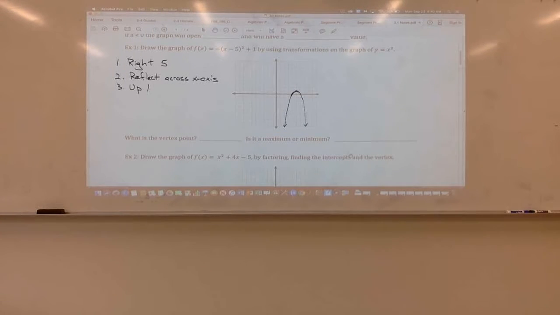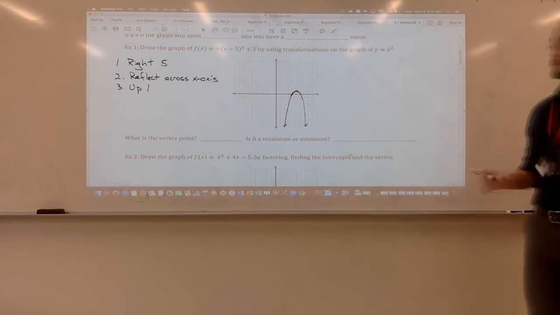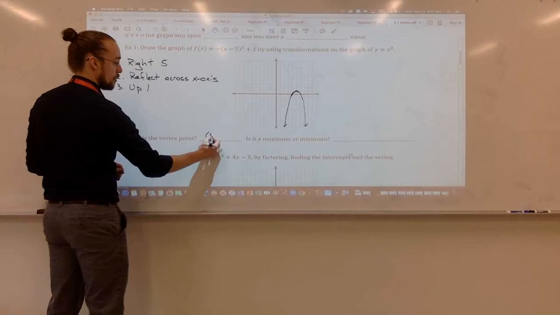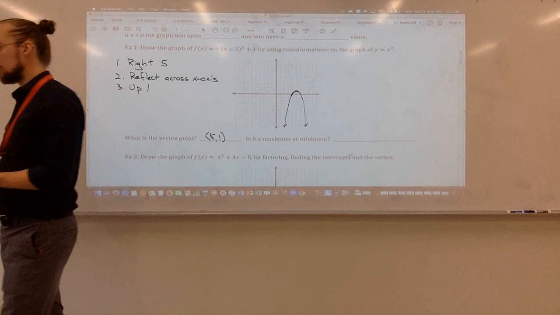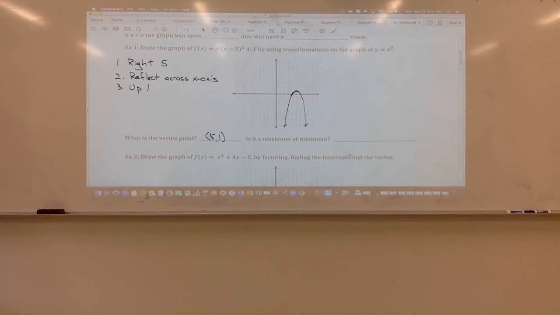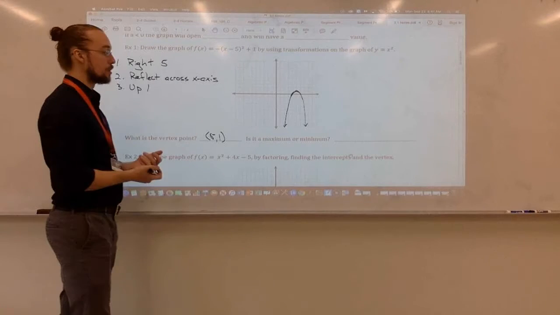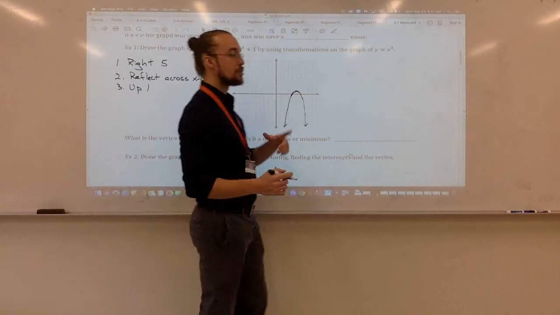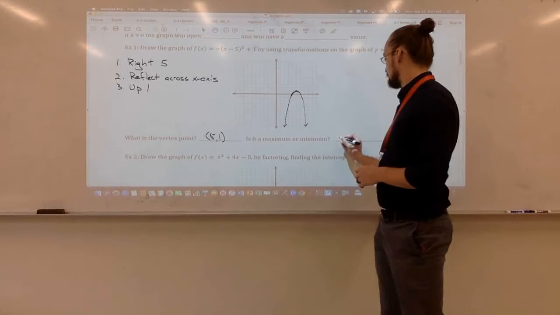So what is the vertex of this parabola? The vertex would be the point 5, 1. The vertex is the point where, if the parabola is facing down, it's the greatest point. If the parabola is facing up, it's the smallest point. So in this case, is the vertex a maximum or a minimum value? It's a maximum. The vertex is at the very top of the parabola.